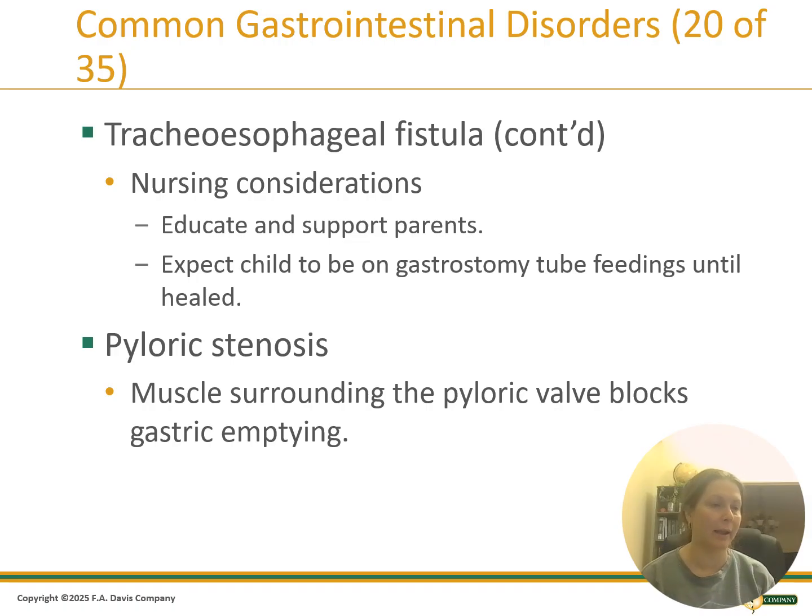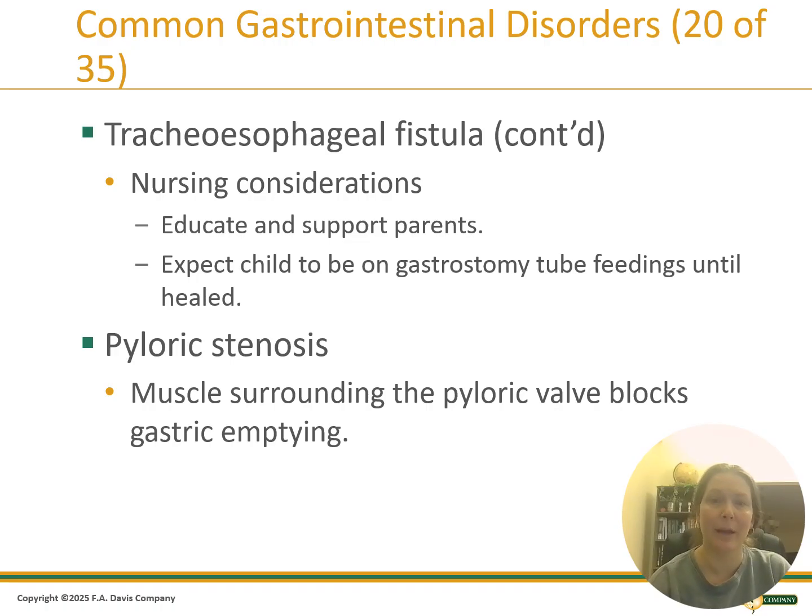So you're going to associate the esophageal atresia with the inability to place the tube, and the big distended belly is going to be more your tracheoesophageal fistula. I don't know if that muddled it or made it a little more clear. But educating and supporting the parents, and setting their expectation that their child will be on tube feedings until this is healed, is important.